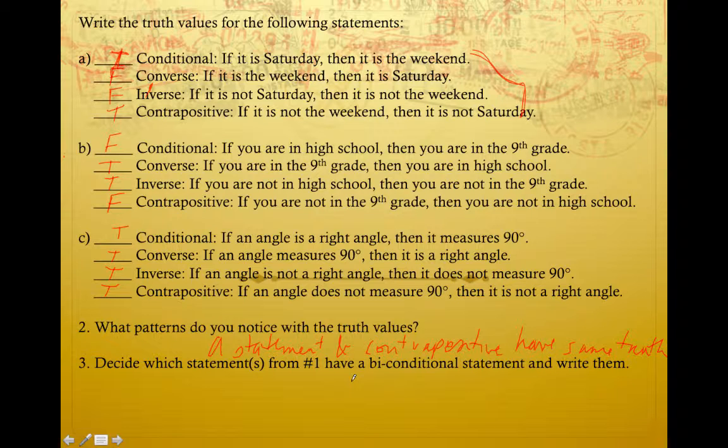Decide which statements from number 1, which is the thing above actually, have a biconditional statement. So to be biconditional, it has to be that the conditional is true and the converse is true. And that only happened on the last one there. So we can say an angle is a right angle if and only if it measures 90 degrees. Okay?